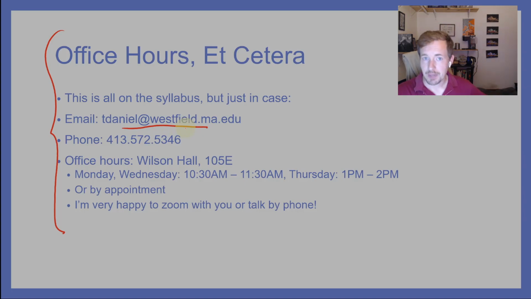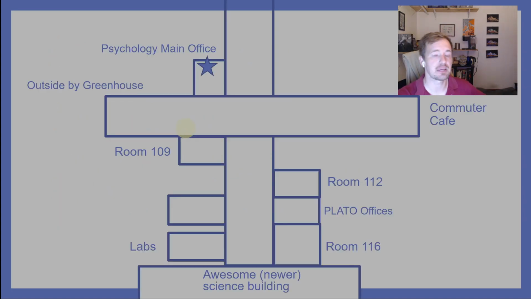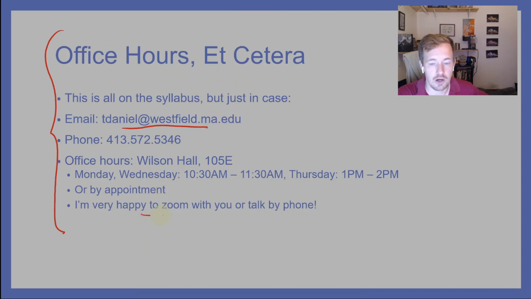If you wanted to meet, I would love to meet with people over the summer. And if you want to meet in person, you can find me in my main psych office. If you know where the main psych office is here in Wilson Hall, I'm at the very, very back corner over here. That's where you can find me. But honestly, if you would prefer to work on Zoom, or if you would prefer to talk by phone, I would be delighted to do that. And I'm being absolutely genuinely serious here.